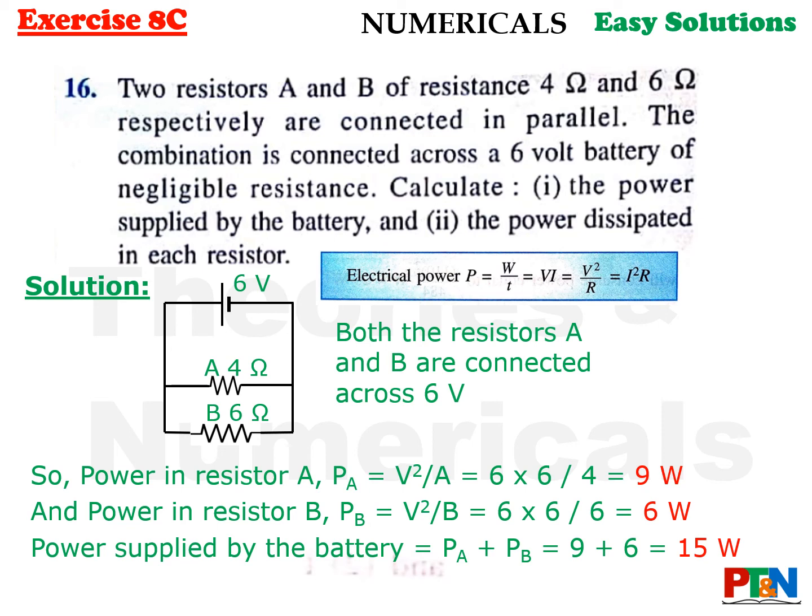So again, simple formula. Now here you see both the resistances are getting 6 volt across the terminals. So power in resistor A will be V square by R, that is 6 into 6 by 4. So 36 by 4, that will be 9 watt. Power in resistor A is 9 watt. Similarly, power in resistor B will be 6 watt. Total power is PA plus PB, 9 plus 6, 15. Simplest.